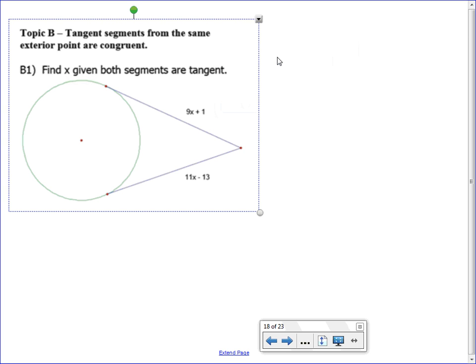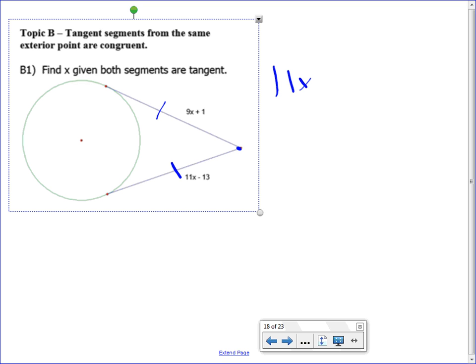Okay, so here's topic B. Tangent segments from the same exterior point are congruent. That's the piece of declarative information that students need to know. So we have two tangent lines. They meet up at the same point out here. That means they're congruent. So if they're congruent, then their lengths are the same.